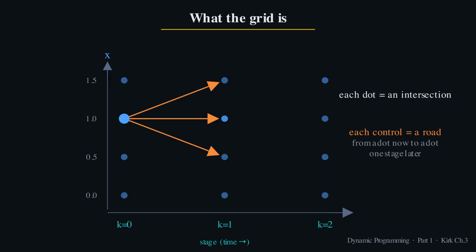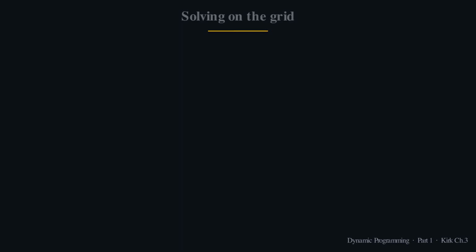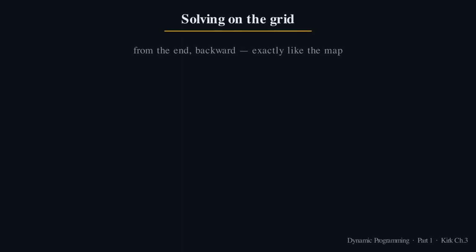And look what we've rebuilt. Each dot is an intersection. Each control is a road, from a dot now to a dot one stage later. We've turned the system back into a map, one we can finally solve. So let's solve it, exactly like the map, from the end backward.